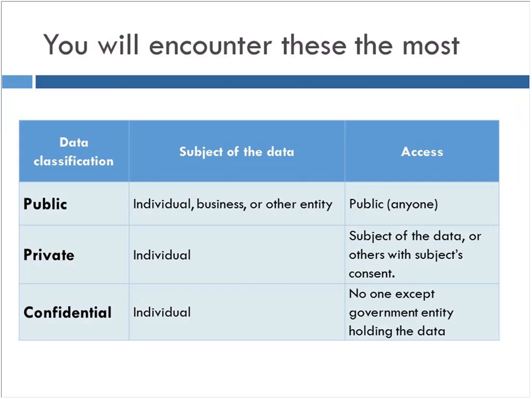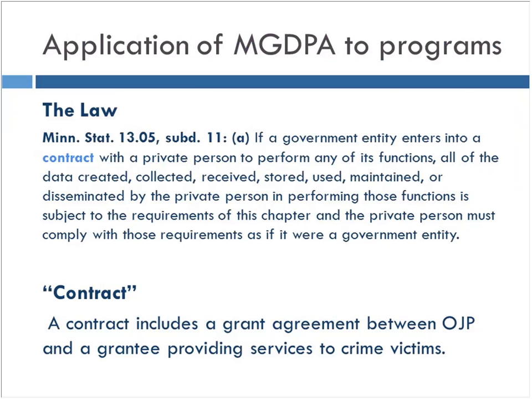So public, we all get to see it regardless of our status. Private, only the subject of the data, and confidential, no one gets to see it. So how does this apply to your programs?